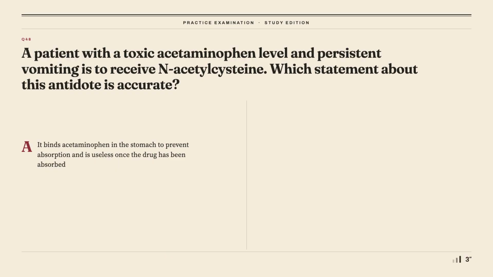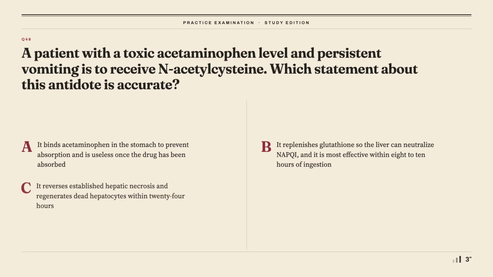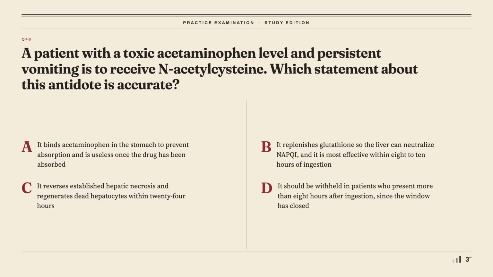Your options are: A. It binds acetaminophen in the stomach to prevent absorption and is useless once the drug has been absorbed. B. It replenishes glutathione so the liver can neutralize NAPQI, and it is most effective within 8 to 10 hours of ingestion. C. It reverses established hepatic necrosis and regenerates dead hepatocytes within 24 hours. D. It should be withheld in patients who present more than 8 hours after ingestion since the window has closed. Got a guess? Lock it in.